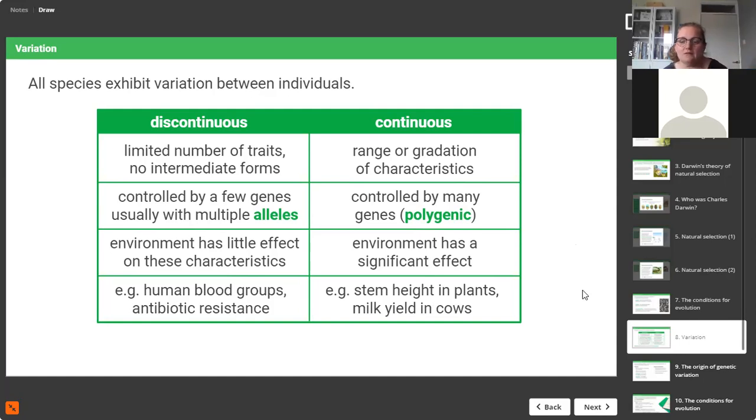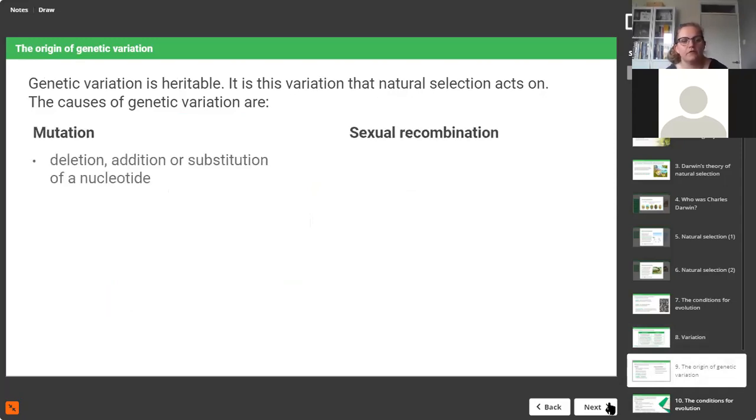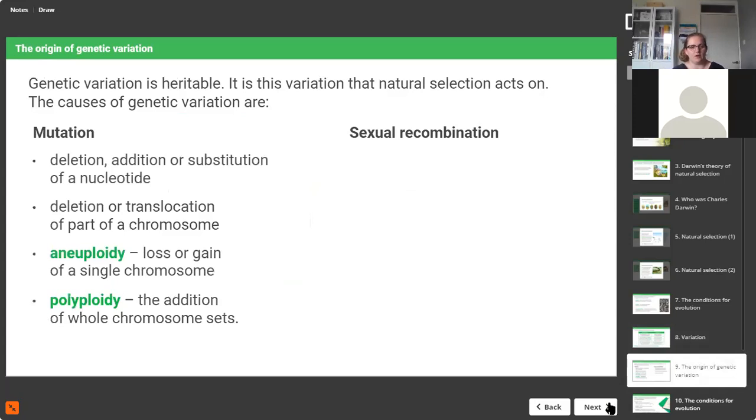Same as sort of milk yield in cows. So genotype and environment can both determine the phenotype. So, the origin of genetic variation. Genetic variation is heritable. It is the variation that natural selection acts on, and the causes of genetic variation are mutation or sexual recombination. So let's look at mutation first.